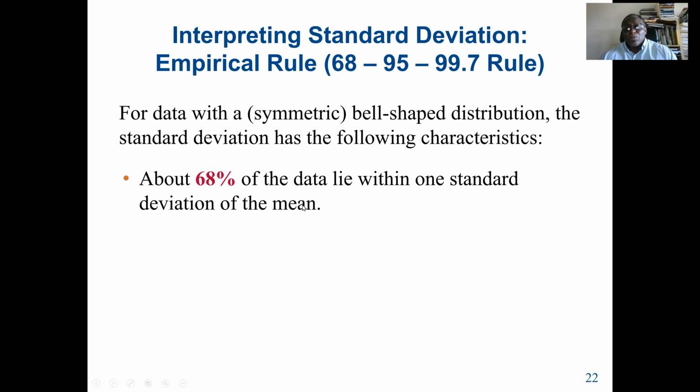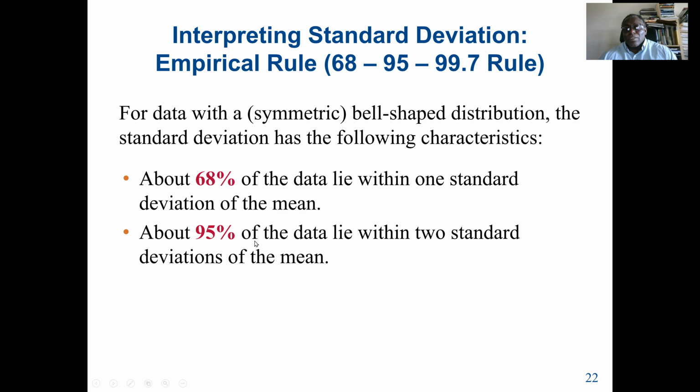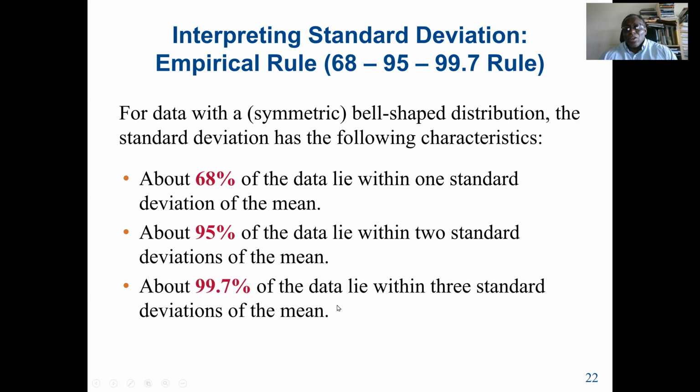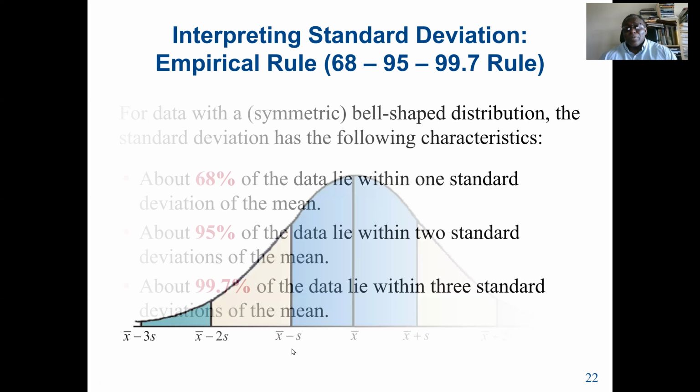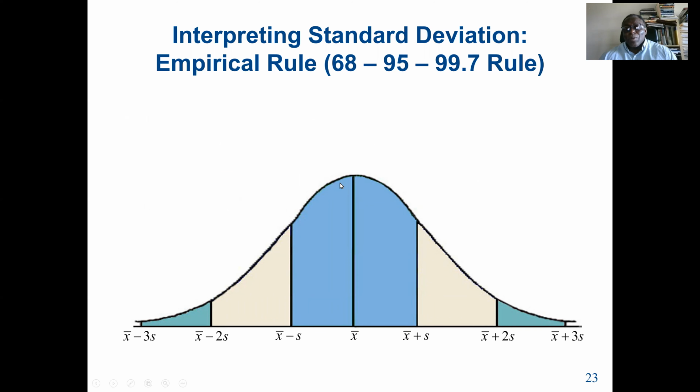So we say about 68% of the data lie within 1 standard deviation of the mean, 95% of the data lie within 2 standard deviations of the mean, and 99.7% of the data lie within 3 standard deviations of the mean. And this is how it looks. We have the middle here, which is our x bar. We assume this is a sample. The mean is always in the middle for symmetric data. Then x bar plus s, x bar minus s, the mean plus minus 1 standard deviation: 68% of the distribution will be here, the blue area.